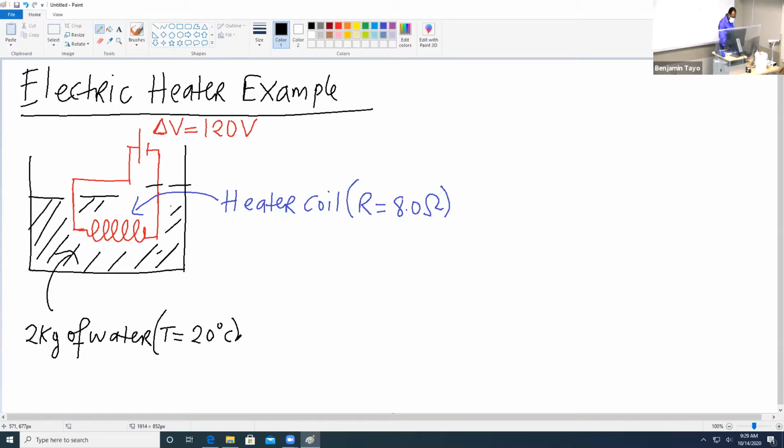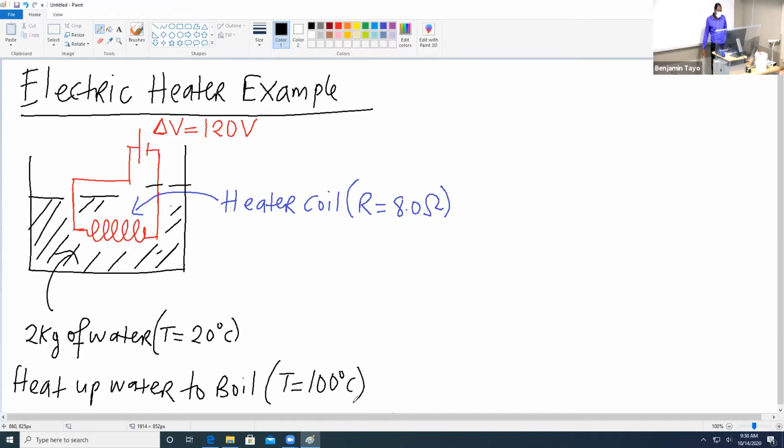So what I want to do is heat up this water, such that it's going to boil. And we know that the boiling temperature of water is 100 degrees Celsius. Now, this is given in the problem.